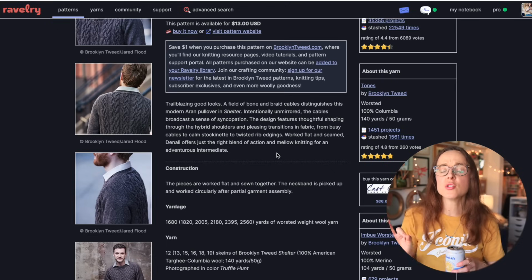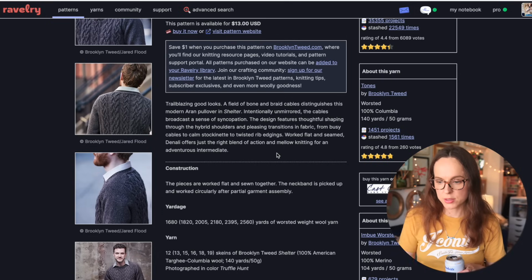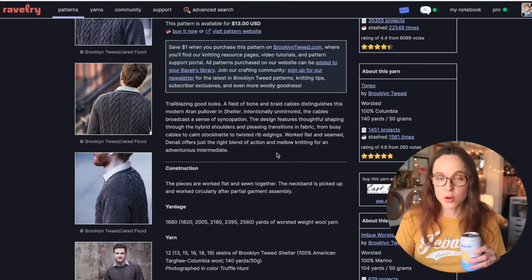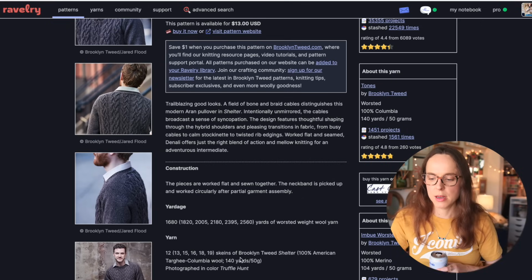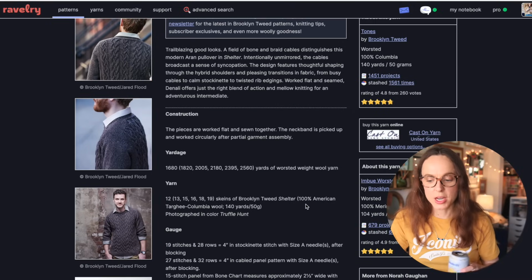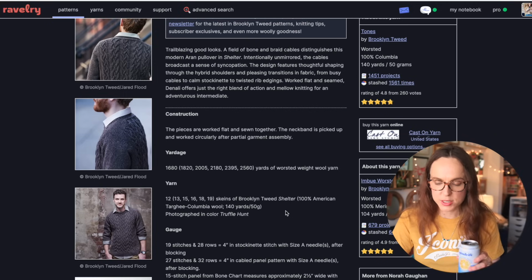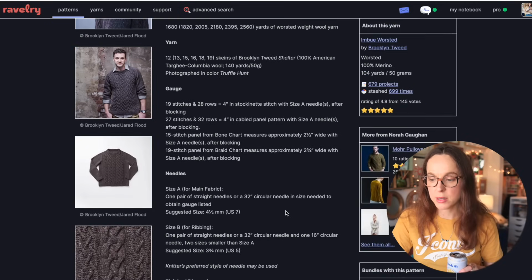Yes, adventurous intermediate indeed, because with these seamed sweaters, especially ones that have cables and lots of things going on, you really got to get your sizing down, not of the overall garment necessarily, but of all the individual pieces, because you're going to have to put that together to make something that fits you. Now, this is knit in Brooklyn Tweed Shelter, which I don't know if you can get your hands on anymore, probably through destashes, but they did stop selling yarn. They're just now doing patterns, so something to consider.